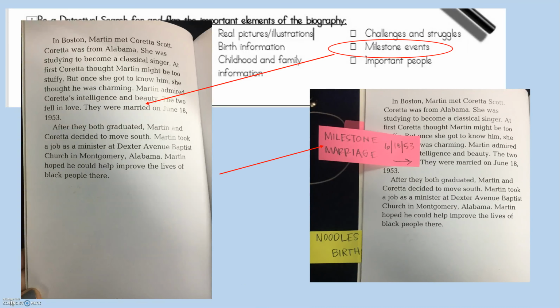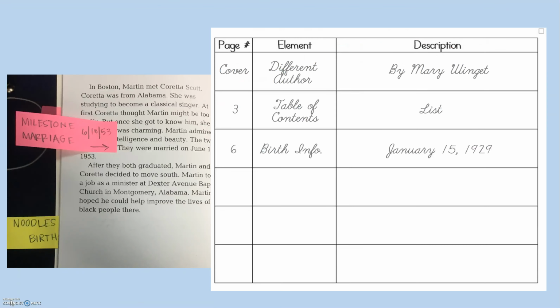So I wrote milestone, marriage, and then I wrote the date, 6/18/53. So I'm going to take that flag and I'm going to add it to my chart. Page 14, the element is a milestone, and the description is married to Coretta Scott. Now you could include the date in your description as well if you like.